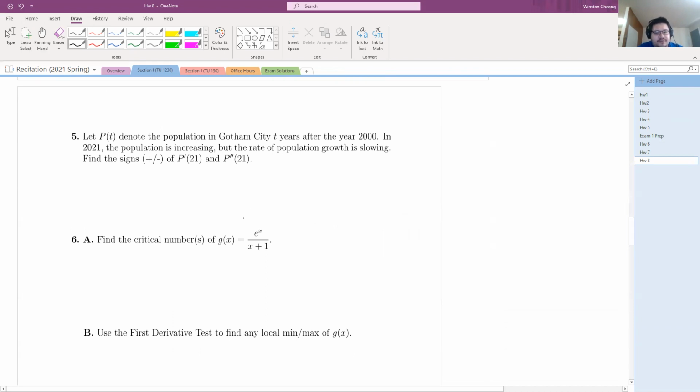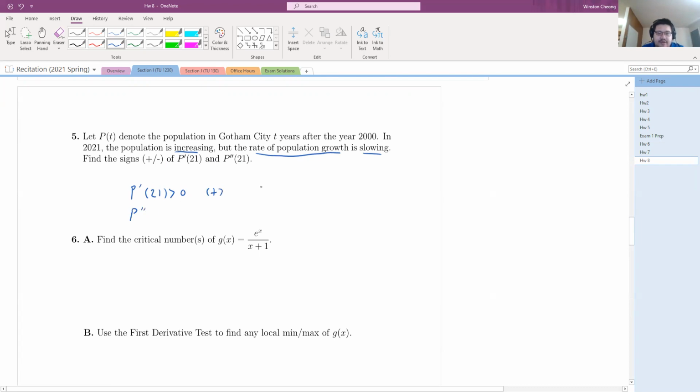All right, so number 5. Oh, this is just interpreting stuff. Okay, so we have population is increasing, the rate of population growth is slowing. So you just convert those two statements into what it's actually saying mathematically. The first thing, the population is increasing, tells you that the derivative is positive, so it's greater than 0.